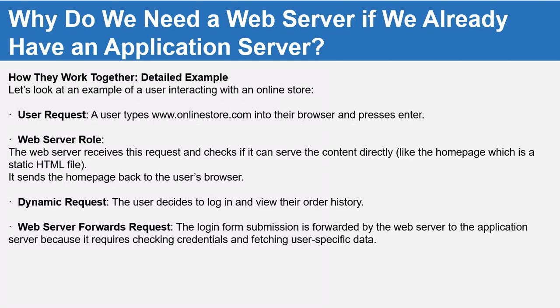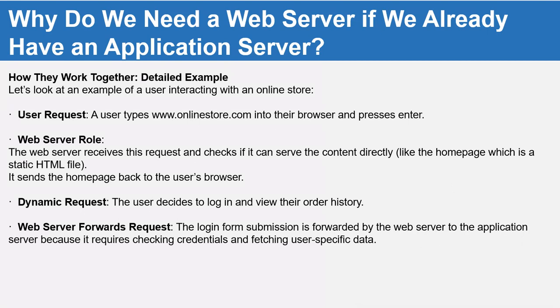So let's take an example of a user interacting with an online store. For example, there is an online store available and the user is interacting with it. First, a user types www.onlinestore.com into their browser and presses enter. The web server receives the request and checks if it can serve the content directly, like the home page, which is a static HTML file. It sends the home page back to the user's browser.